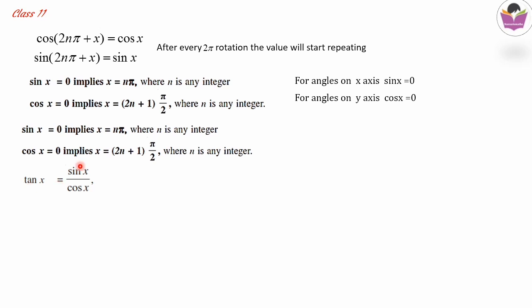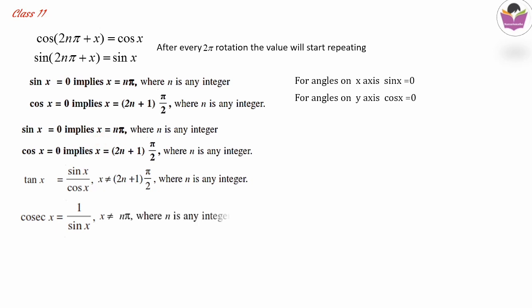That is tan x is equal to sin x by cos x. This is a rational function, means the denominator should not be equal to 0. Means cos x should not be equal to (2n + 1) times π/2. That is the condition. The next is cosec x, the reciprocal of sin x. Denominator is sin x. Sin x should not be equal to 0. Then sin x should not be equal to 0 means x should not be equal to nπ. So x not equal to nπ, where n is an integer.